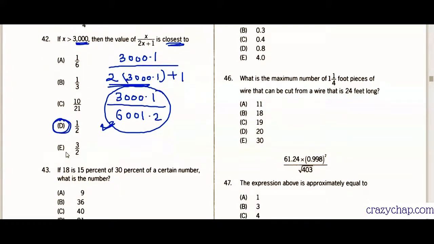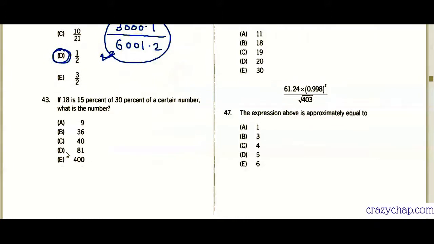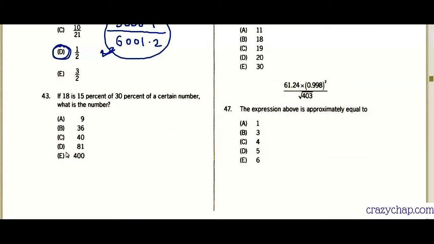Let's try next question. Question number 43. Question is saying 18 is 15% of 30% of a certain number. Let's suppose the number is x. So the entire statement I will write as 18 equal to 15% of 30% of x, right? Okay, we'll solve it. Solve for x. So I'm just solving it.